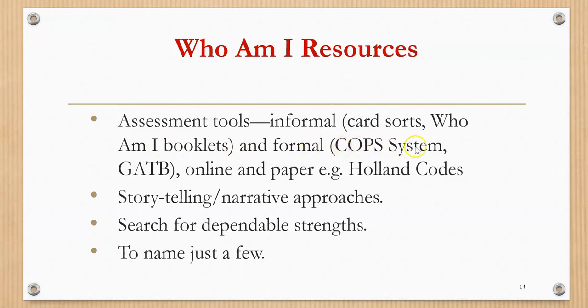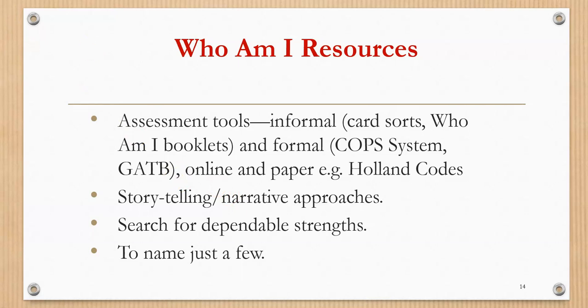For example, there's something called the COP system, GATB. Anything that is, for example, timed abilities tests, that would all fall under formal assessment tools. And there can also be online assessment tools and old-fashioned paper and pencil tools. So the Holland Codes, for example, can be done both online and also as a paper and pencil tool. Another approach could be doing storytelling or narrative approaches, searching for dependable strengths. And that's just to name a few of the different ways that you can get at Who Am I information with the client.